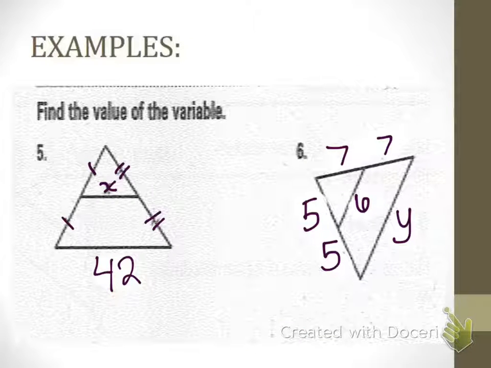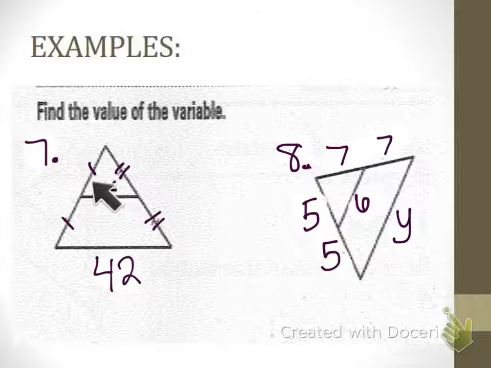These examples should go fairly quickly. The mid-segment theorem is pretty straightforward. How do we know that we have a mid-segment on number 5? Or, it's your number 7, I'll update that. How do we know that that's a mid-segment? The mid-segment theorem doesn't tell us that that is a mid-segment. The mid-segment theorem tells us if we have a mid-segment, what we know about it.